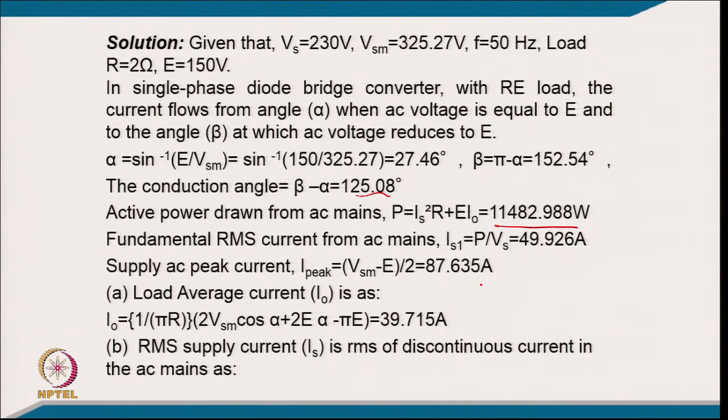So, the peak current will be the peak voltage of supply minus E divided by 2, because that is typically the resistance there, 2 ohm. So it comes 87.635, and the load average current, I mean you can calculate from this kind of waveform which is shown in the previous slide. So from this formula it comes 39.715, and RMS of supply current is the RMS of discontinuous current of AC mains.